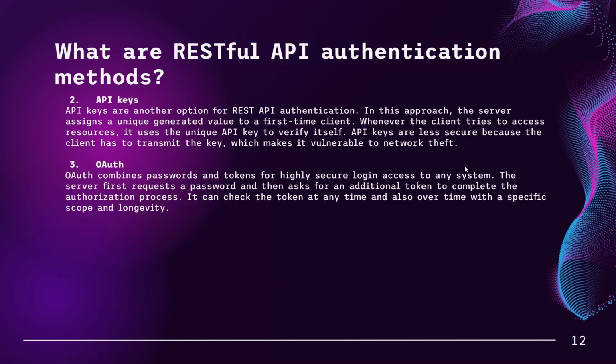And then we have the second one, the API key. API keys are another option for REST API authentication. In this approach, the server assigns a unique generated value to a first-time client. Whenever the client tries to access resources, it uses the unique API key to verify itself. API keys are less secure because the client has to transmit the key, which makes it vulnerable to network theft.